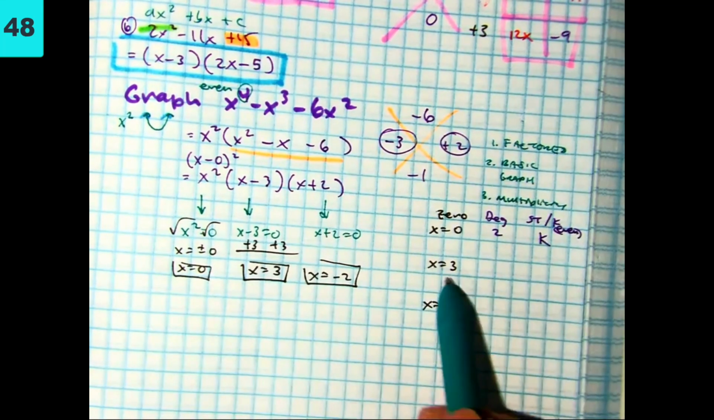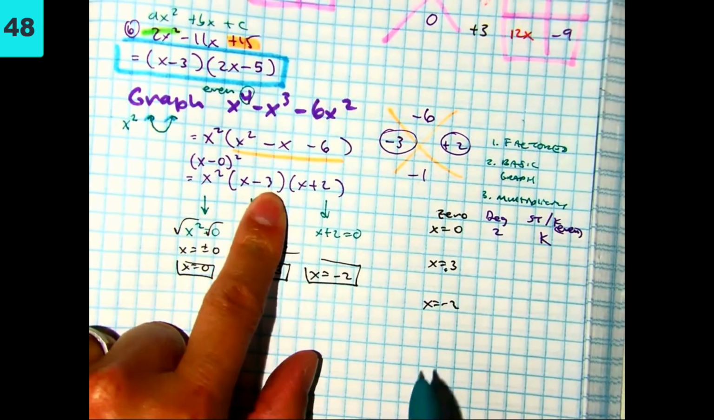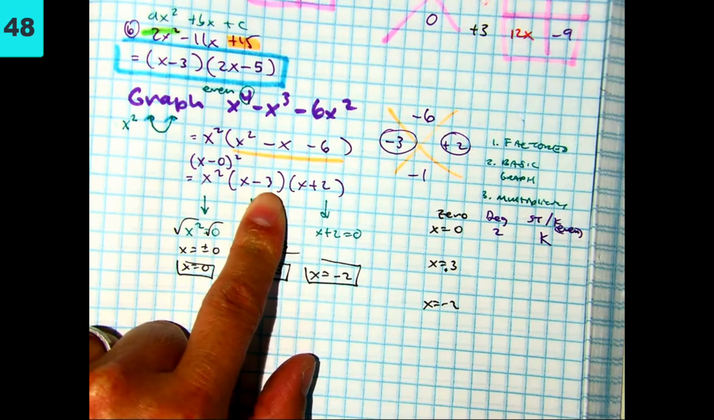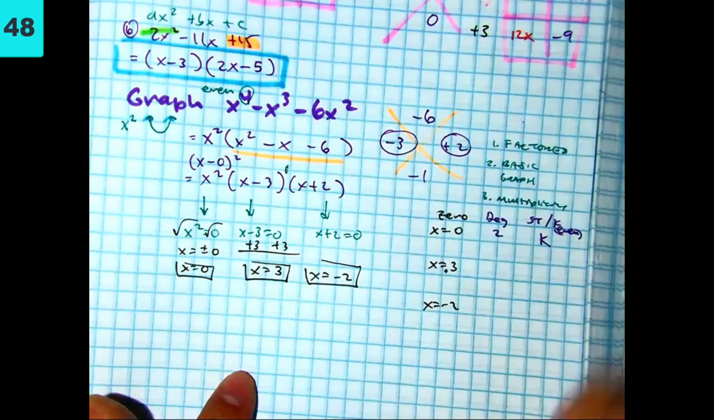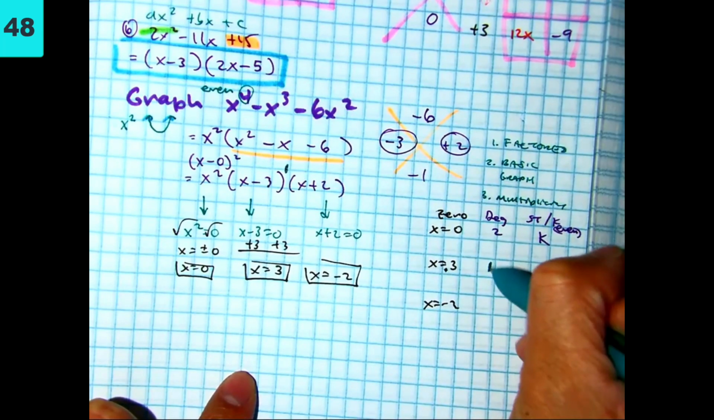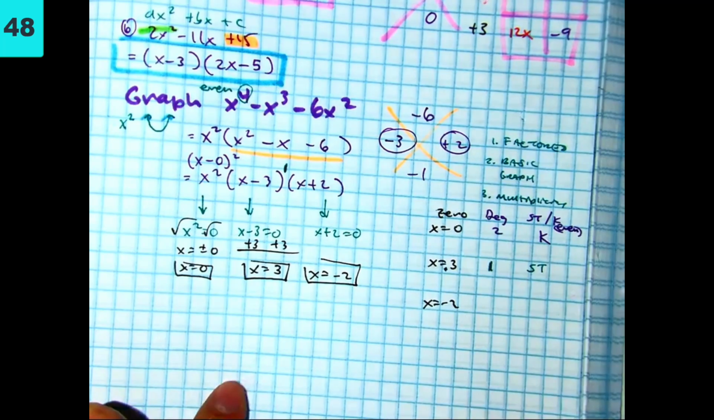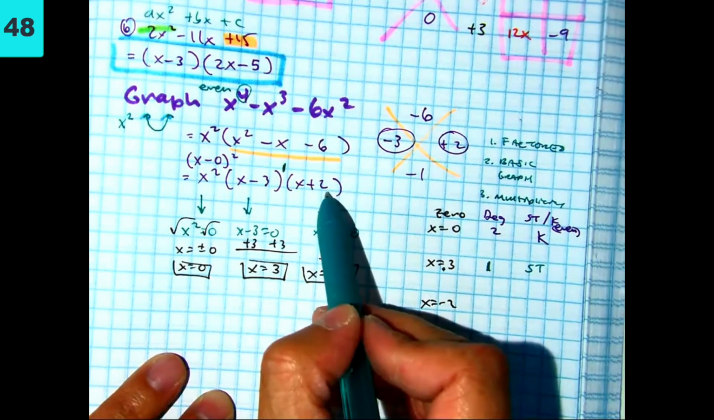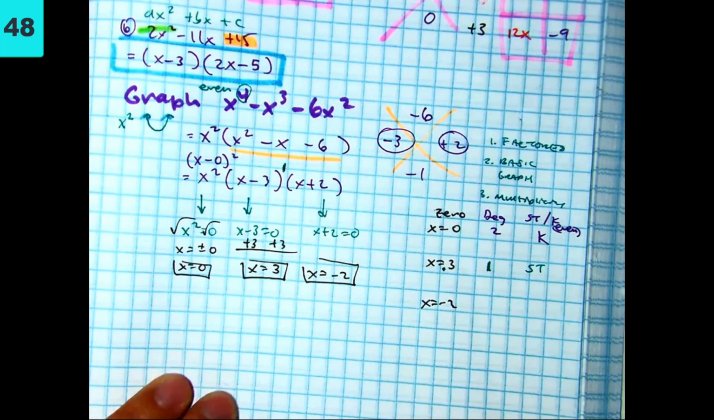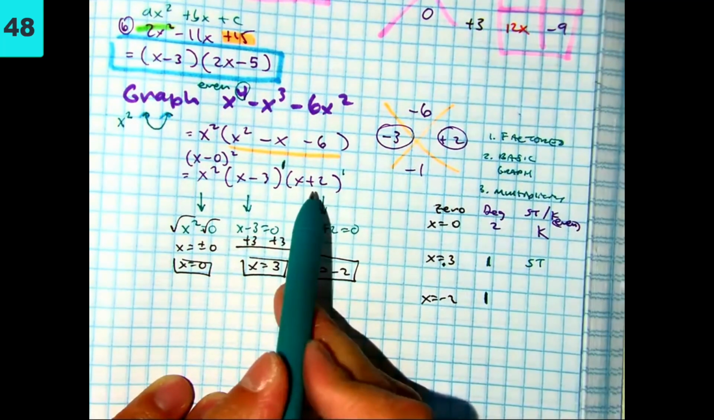What's its degree for x equals 3? What's its exponent? 1. So its degree is 1. Is that going to be a shoot or a kiss? It's a shoot through because this is an odd. And last one, x equals negative 2. What's its degree or multiplicity? 1. And 1 is a shoot through.